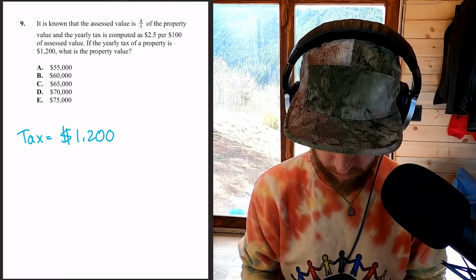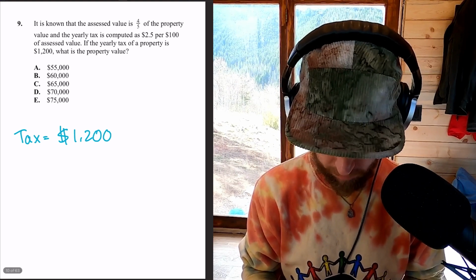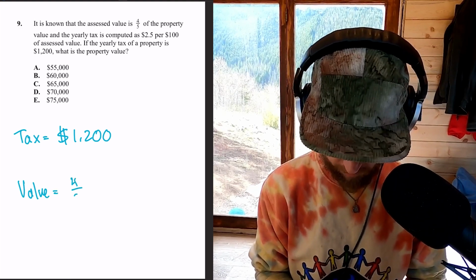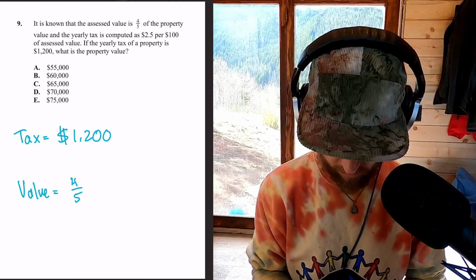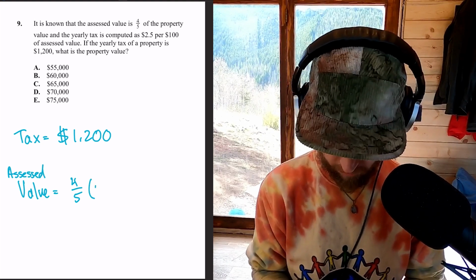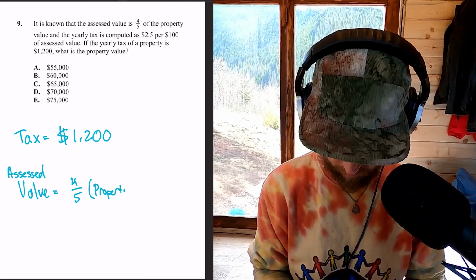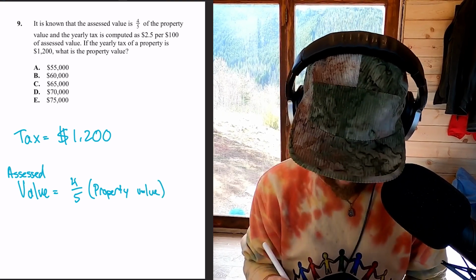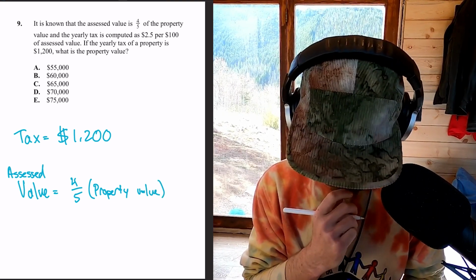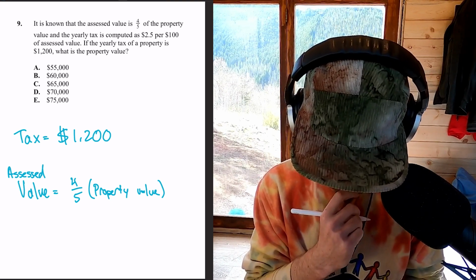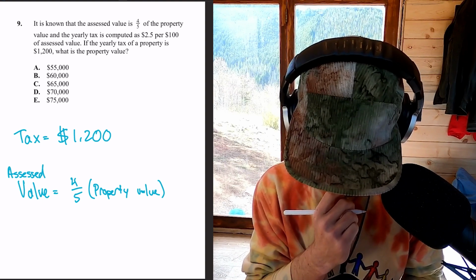The assessed value is 4/5 of the property value. So the value equals 4/5 of, this is like the assessed value, I guess. 4/5 of the property value. Okay. And the yearly tax is computed as $2.50 per $100 of assessed value. The yearly tax of the property is $1,200. What is the property value?